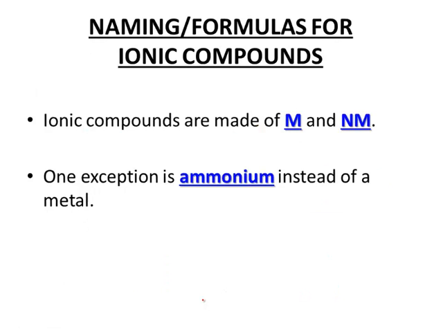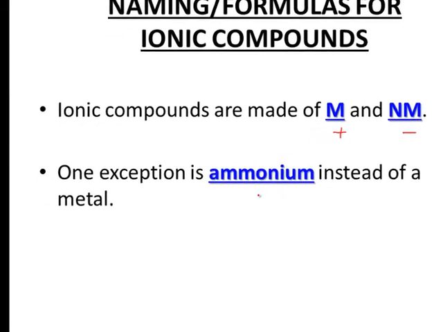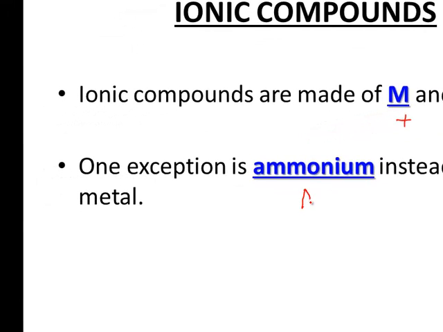Now our ionic compounds are going to be made from a metal, the positive, and a non-metal, the negative. The one exception we have is ammonium. Ammonium is a positive NH4 with a plus charge to it. So it's going to be our one exception. Instead of a metal, it'll be a polyatomic with a positive charge, and we'll get into that as we're going. So just have to know that exception now.